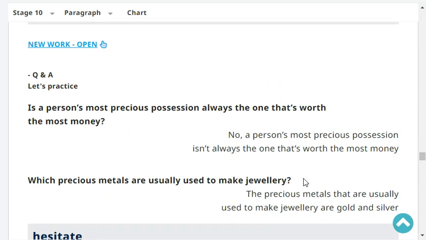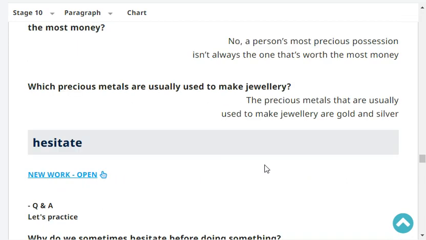But is a person's most precious possession always the one that's worth the most money? No, a person's most precious possession isn't always the one that's worth the most money.